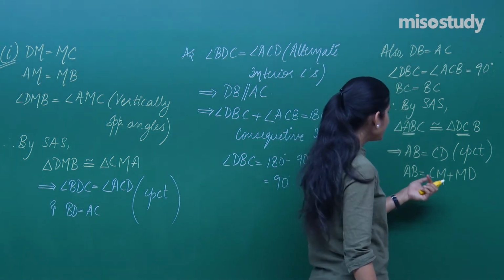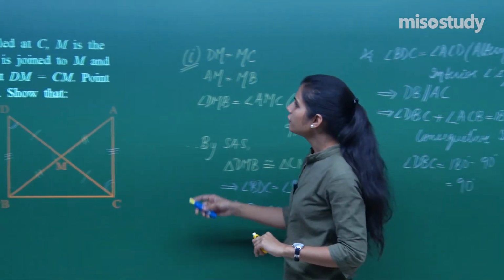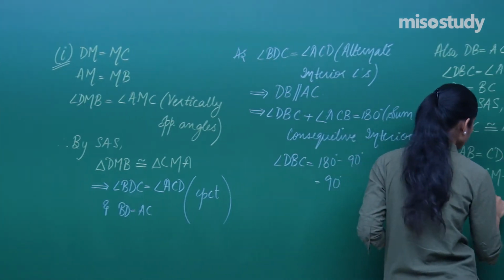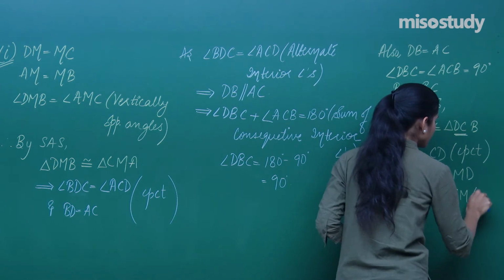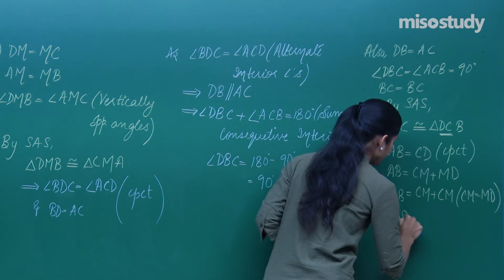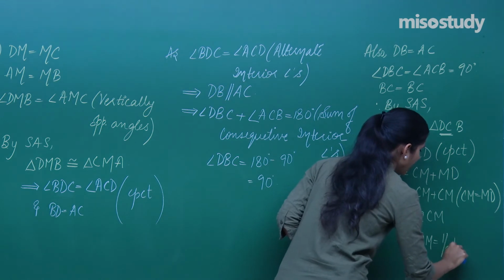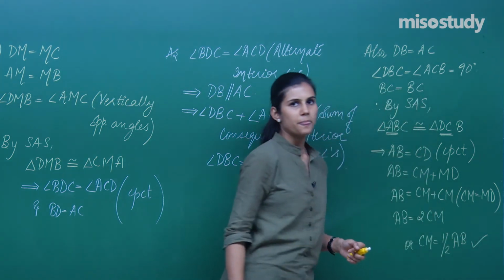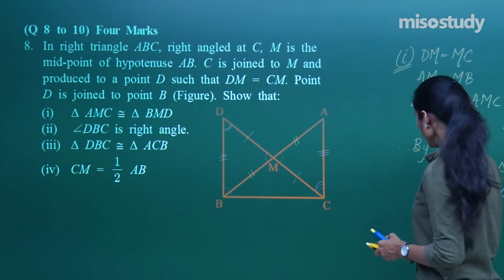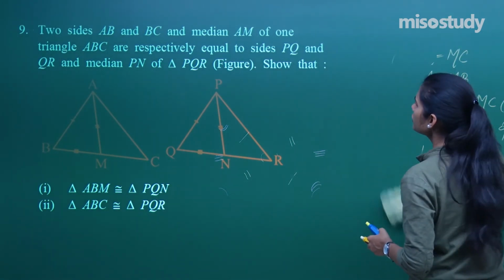If AB is CM plus MD and CM is the same as MD, isn't it? It is given to you, CM is the same as MD. So, I can replace MD by CM, because CM is the same as MD and this is AB. So, you get AB is twice CM or CM is half AB, and that completes the proof of all the 4 parts given in the question. Clear?